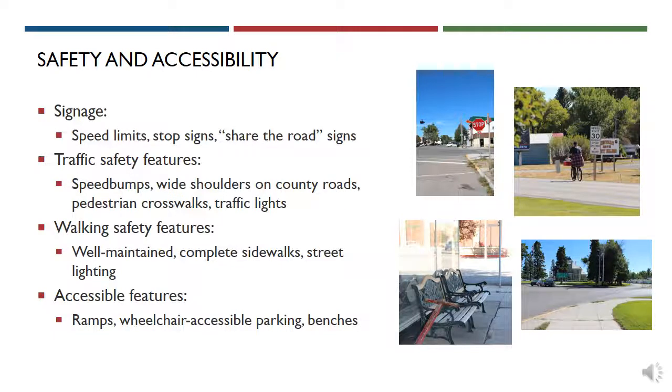In your community walkabout, you should also look for safety and accessibility features. These include signage, such as speed limits and stop signs, traffic safety features, such as speed bumps, having a wide shoulder on the country roads, walking safety features, such as having well-maintained complete sidewalks, and accessible features, such as the presence of ramps, wheelchair accessible parking, and benches.